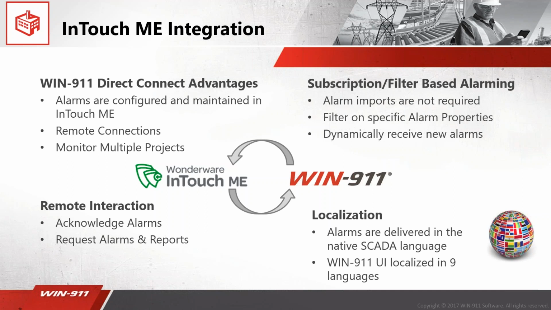You also get remote interaction, meaning if you send an alarm out to an operator and they go ahead and acknowledge the alarm, then that acknowledgement will go to WIN-911 and then pass back through to InTouch ME. We also will log the WIN-911 acting user to InTouch ME, so you see that in an app comment. You can see that in your alarm summary within InTouch ME. So it says something like WIN-911 user and their notification type. So if it was email, it would say Steven dash email.